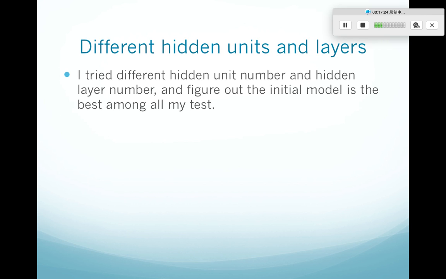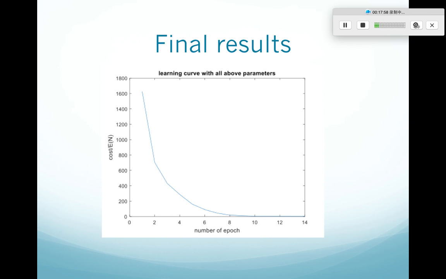Then I tried different hidden unit numbers and different hidden layer numbers, to figure out which is the optimal set in the network. And I found the initial model is the best among all my tests, which is 400 units in the input layer, 150 units in the hidden layer, and 10 units in the output layer. So this is the final result I get from combining all the parameters we talked about.